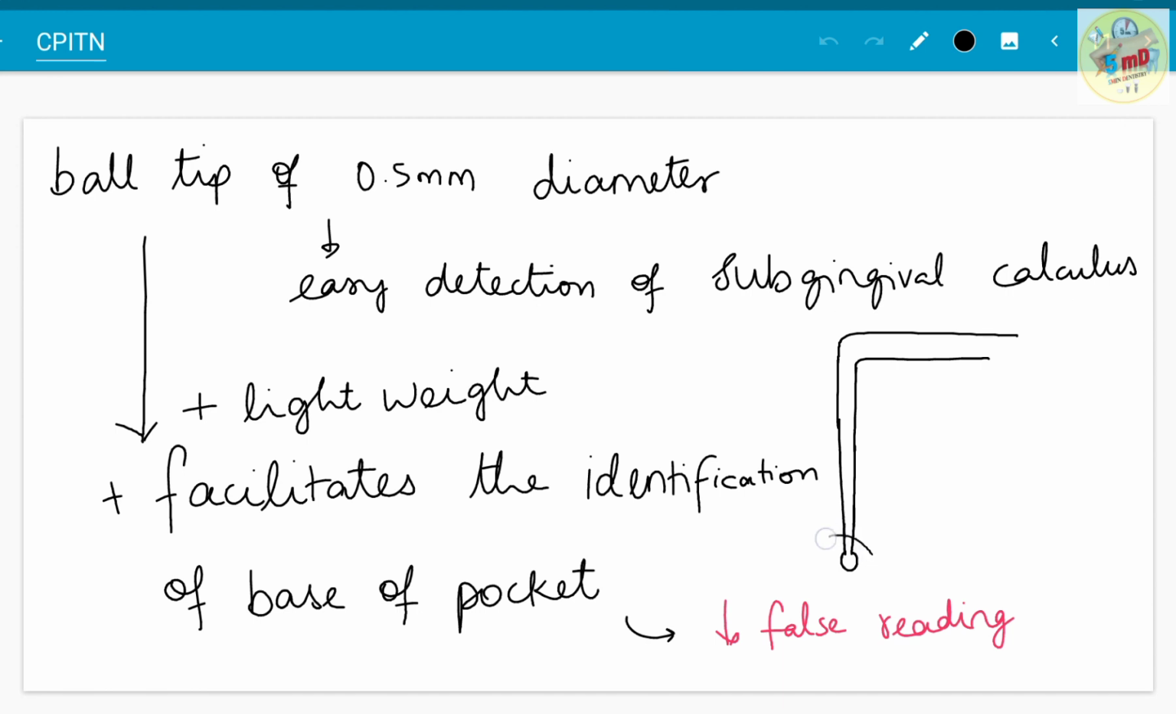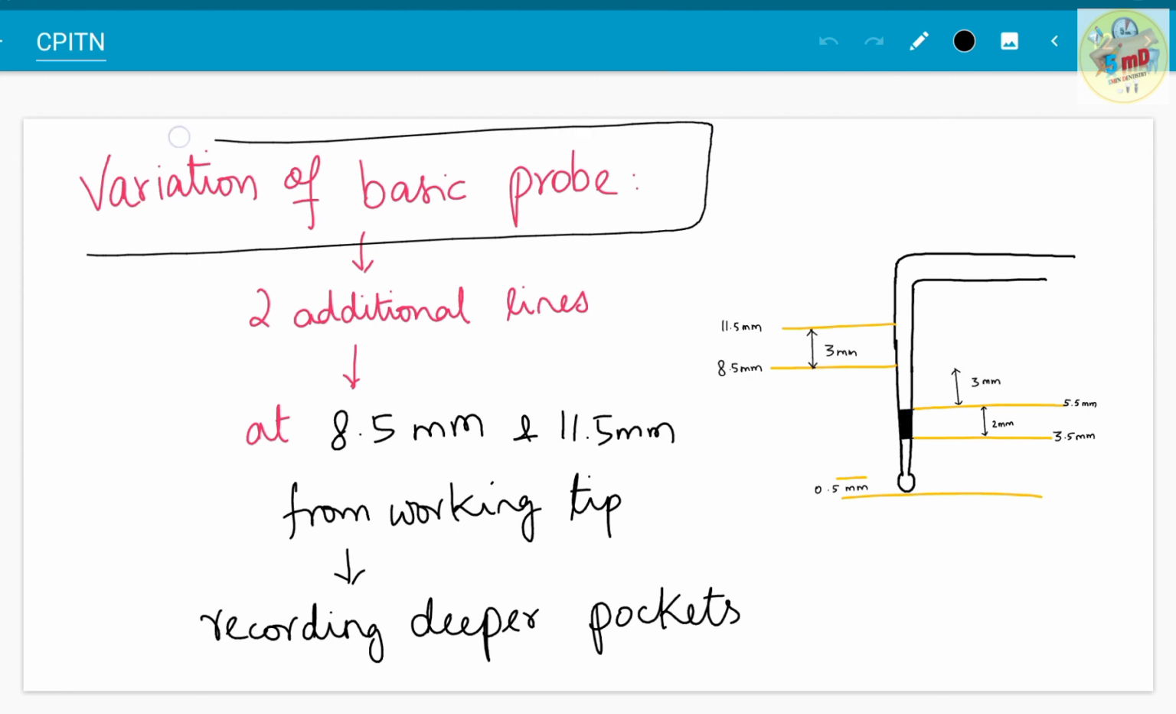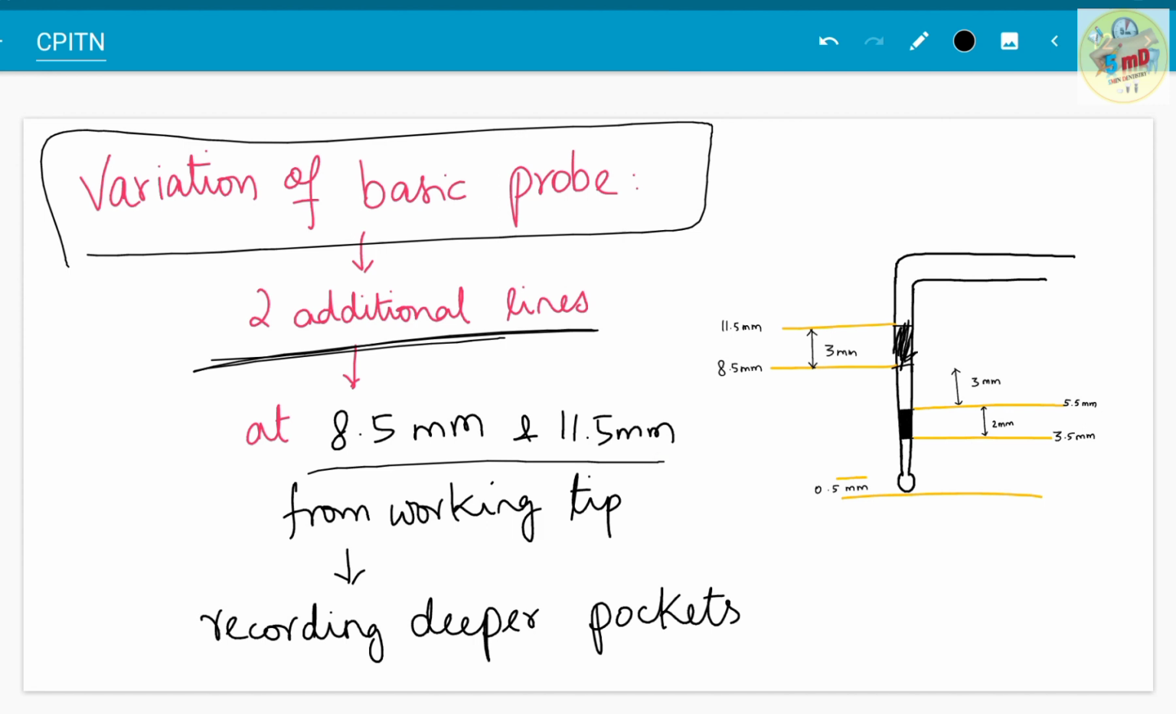The ball tip has a diameter of 0.5 mm. The purpose of the ball tip is that it facilitates the identification of the base of the pocket, that is, it decreases false recording, and easy detection of subgingival calculus is also possible because of this ball tip. The light weight along with the ball tip helps in the identification of the base of the pocket, as I said already. The variation of the basic probe is that there are 2 additional lines included. In certain probes, there are lines used for clinical purposes at 8.5 and 11.5 mm from the working tip for recording deeper pockets.